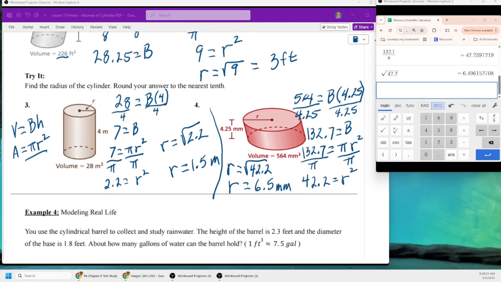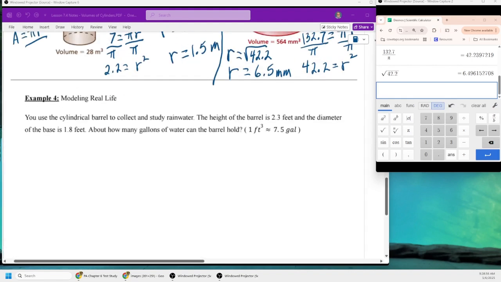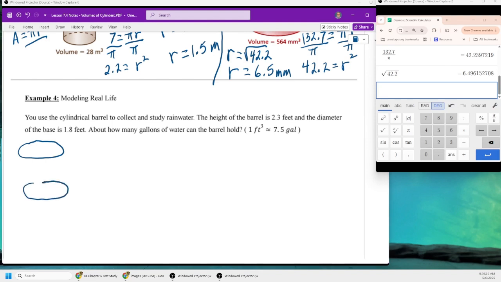Okay, let's look at example 4. You use a cylindrical barrel to collect and study rainwater. The height of the barrel is 2.3 feet. The diameter of the base is 1.8 feet. All right, so if we draw ourselves a little barrel like this, the height of this is 2.3.